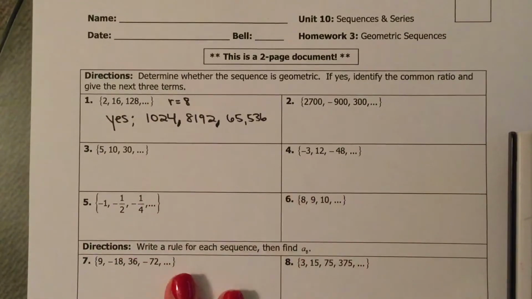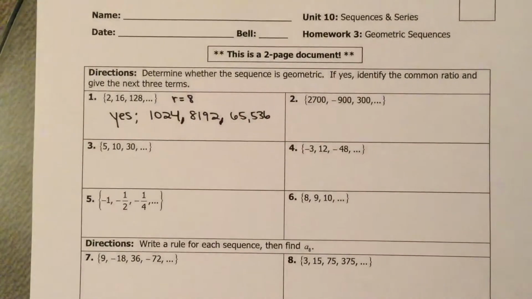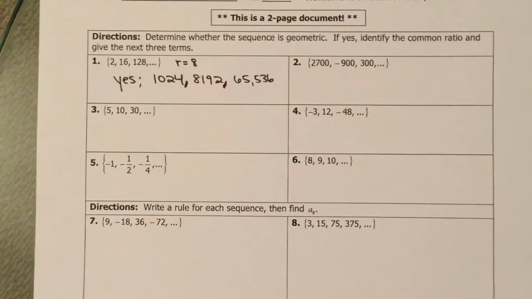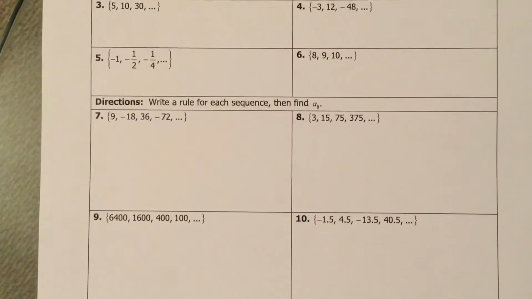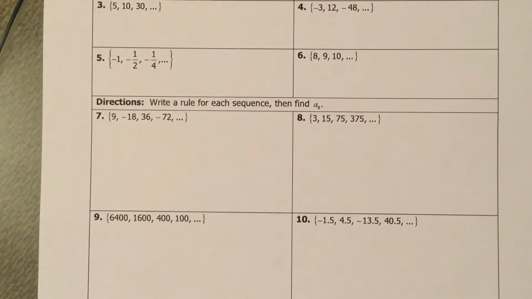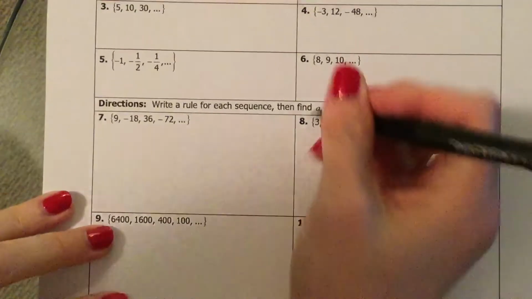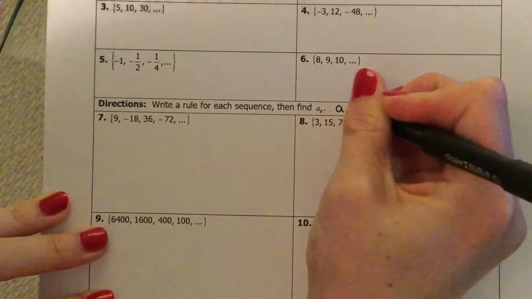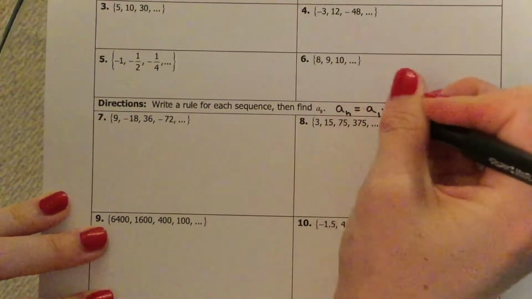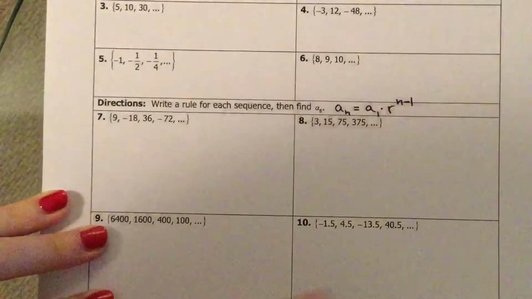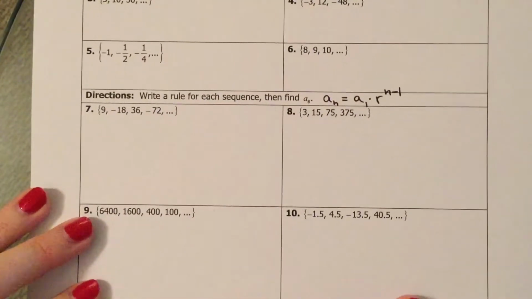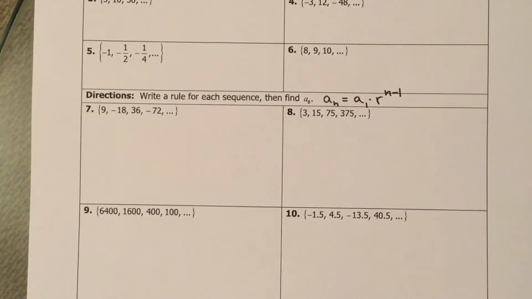All right, so that's what you're doing for all of these, or a simple no if they don't divide out to be the same thing as you go term by term. For this next set, the rest of the page, you're writing a rule for each sequence. So you've got a formula, and that formula is a sub n equals a sub 1 times r raised to the exponent n minus 1. So you're going to be using that each time. So the a1 is easy. It's just staring right at you. The r you need to calculate each time.